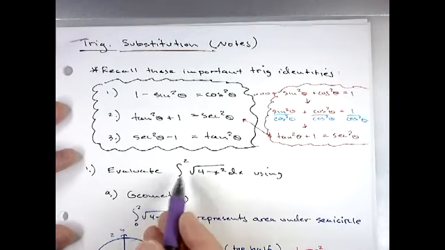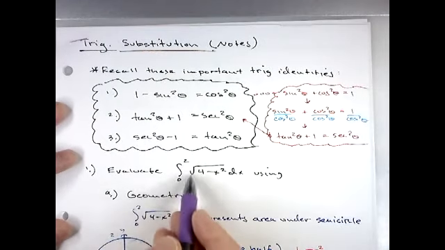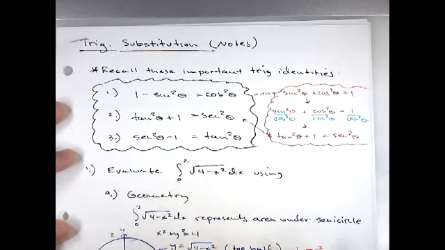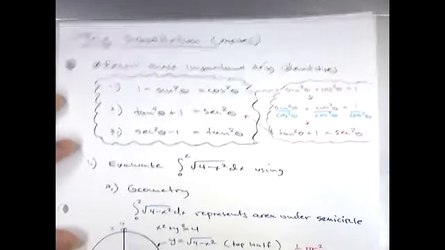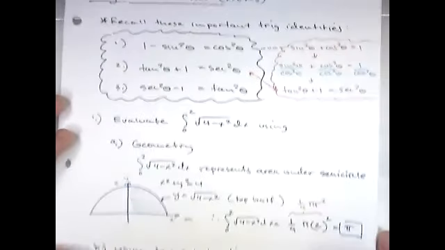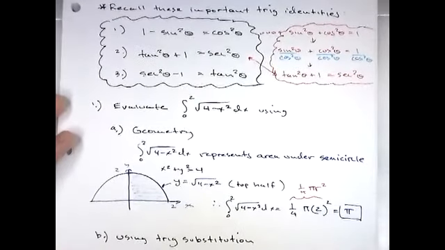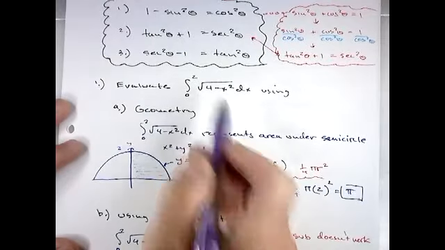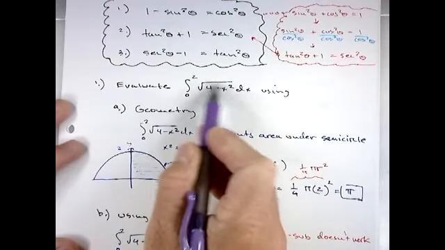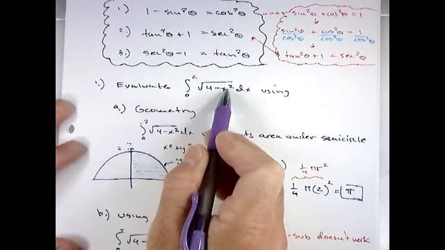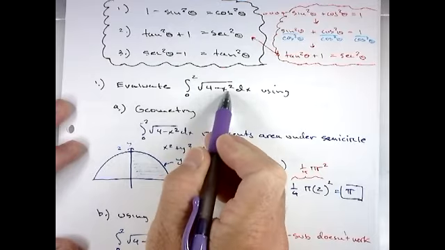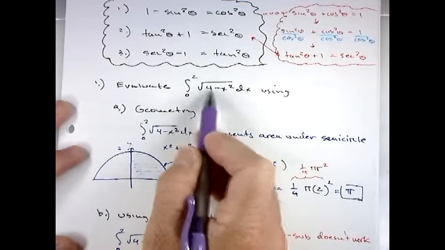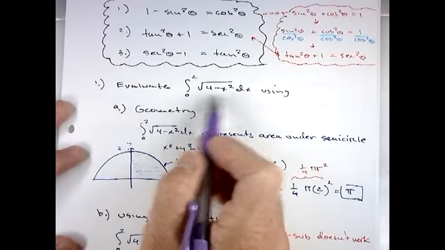Okay, let's start with this integral, the integral from 0 to 2 of the square root of 4 minus x squared. I want to start with this because this integral probably came up earlier in this course. What we would have told you to do on this one is use geometry, because u substitution will not work. If I let u equal the inside, du would be negative 2x, and I don't have that anywhere to accommodate the du term.